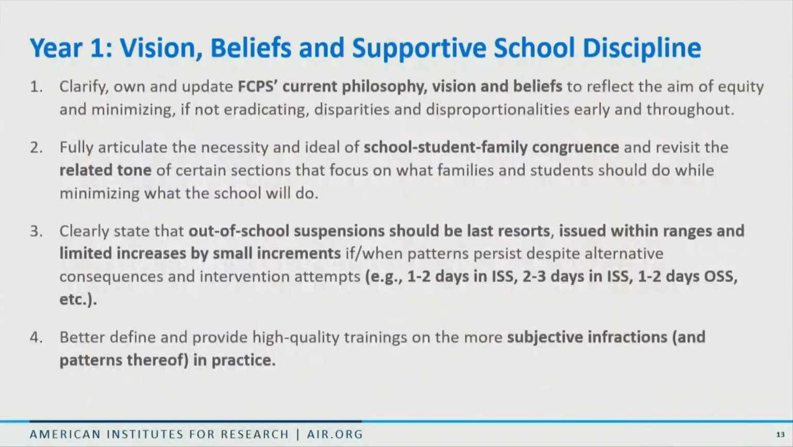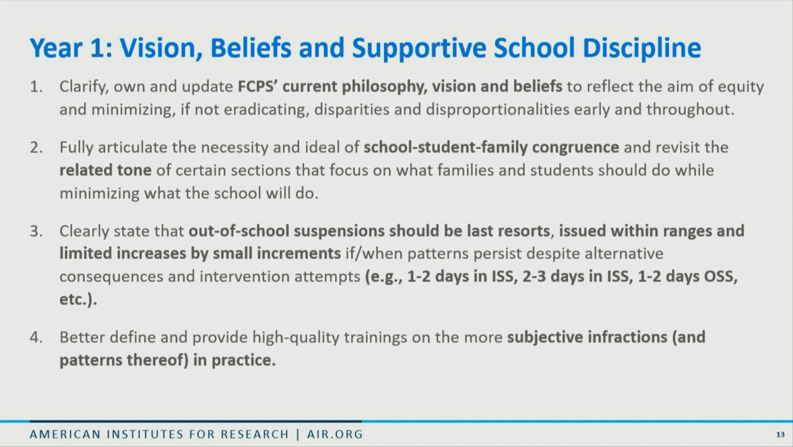I'll quickly go through the policy recommendations, many of which you've heard already, or a lot of alignment there. The first one gets to better articulating your current vision, so we're clear on the direction the district is going in, and the policy could likewise be stronger in articulating that current philosophy, vision, and mission and beliefs. Be explicit about the necessity of school, student, family, home congruence, and what the district is doing around building those relationships both within schools and outside of schools as it relates to climate, culture, and discipline.